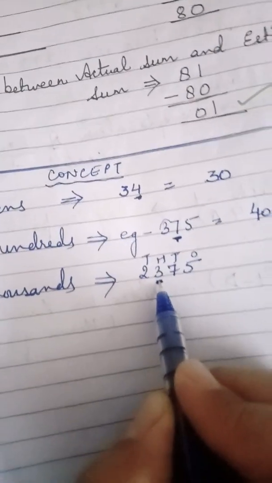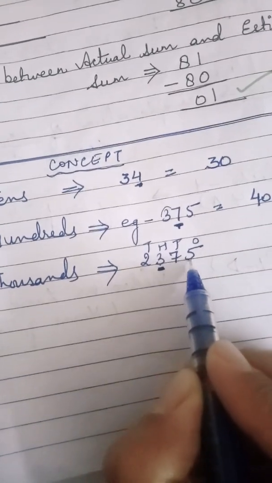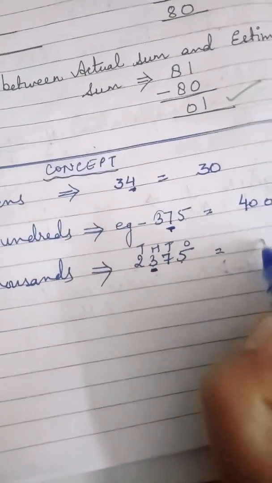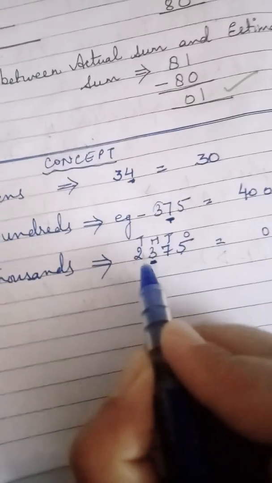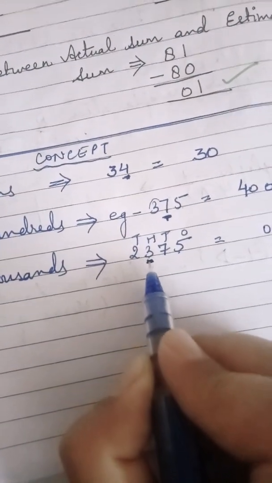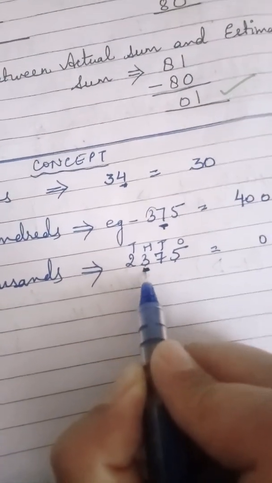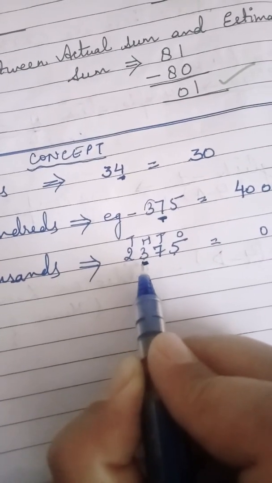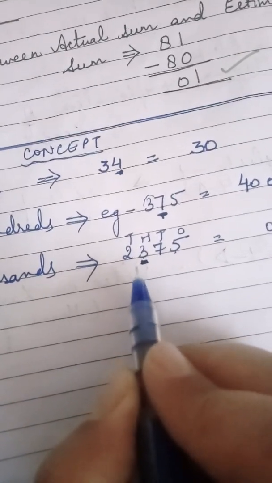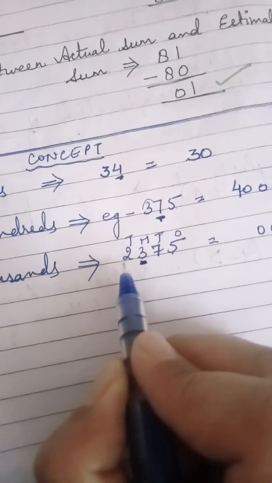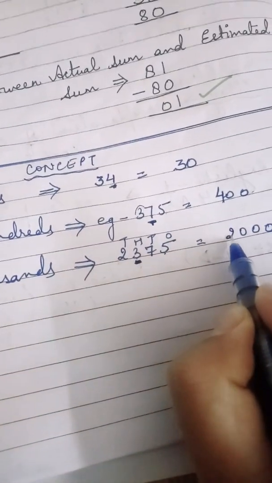So how many zeros are you going to put now? 1, 2 and 3. Now you will see whether this underlined number is 5 or greater than 5. No, this number is not 5, neither is it greater than 5. So you are going to write this 2 as it is.